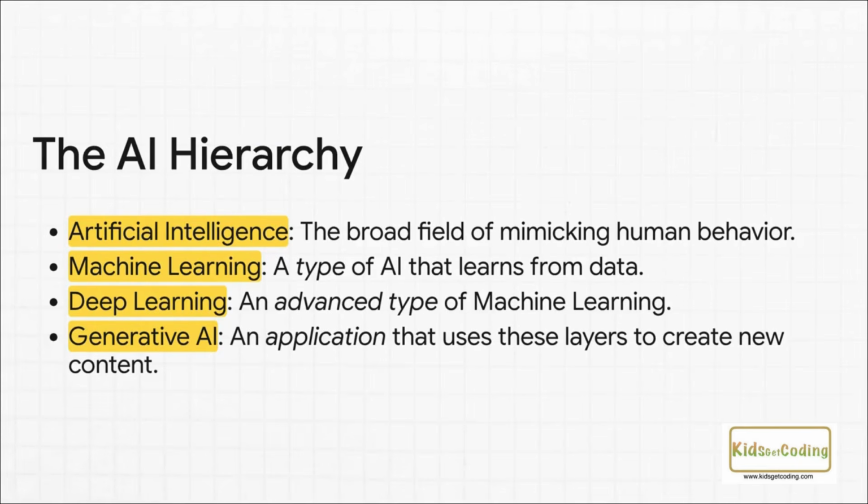So let's put it all together one last time. Think of this as your ultimate cheat sheet. Here's how it all connects. Artificial intelligence. That's the whole big field of mimicking humans. Machine learning. That's a type of AI that learns from data. Deep learning, that's a super advanced type of machine learning. And finally, generative AI, that's a powerful application that uses all of this tech to create totally new stuff. See how it all stacks up?